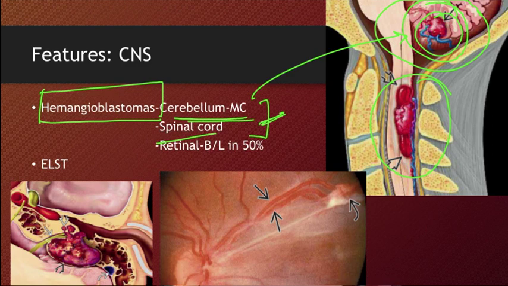Now on imaging, that is CT or MR, when you've given contrast, in a contrast enhanced CT or MR, what you will see, the typical appearance is called a cyst with enhancing mural nodule.